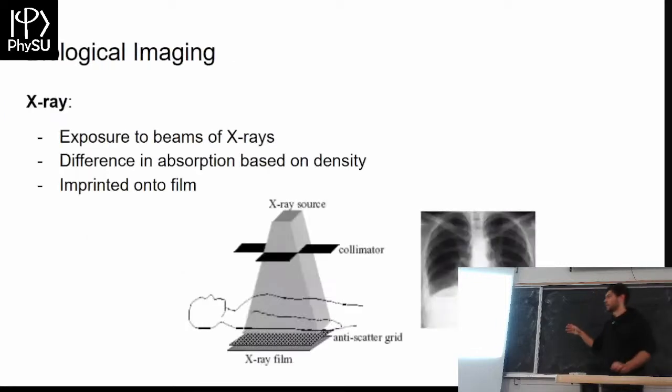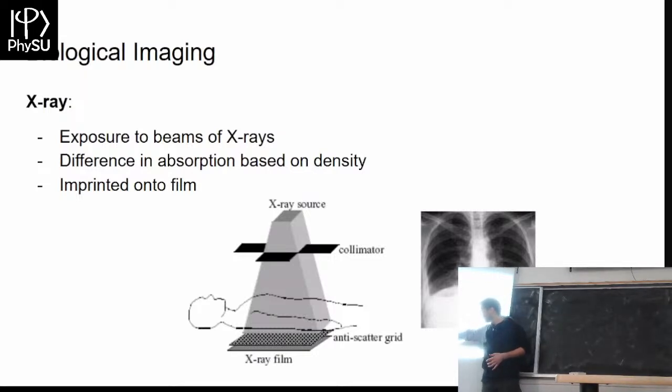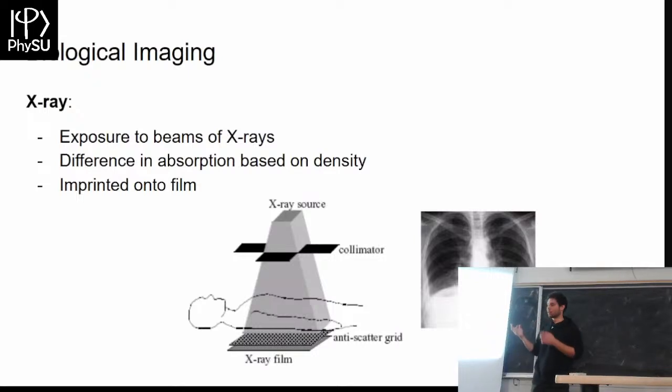Of course, I'd be remiss if I didn't talk a bit about biological imaging. This is a big part of biophysics, right? Here's an example. Of course, we have X-rays. They have a source of X-rays, which are exposed to a body, and then based on the density of the various parts of your body, they absorb those X-rays to varying degrees. And then, as you see, here's an example: behind the person, there's an X-ray film, which will create an imprint of the shadows and light, as it were, of the X-rays going through the person.